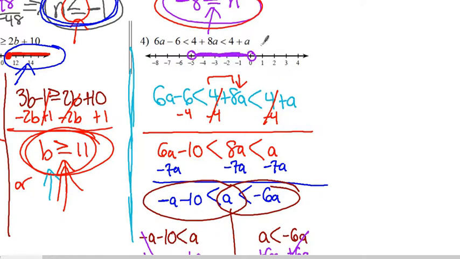And maybe you can see from the picture why this is called an AND problem, because a is basically both of these at the same time. It is possible for a to be both greater than negative 5 and less than 0 at the same time, and that's what the picture looks like. That's what the graph looks like for that inequality.